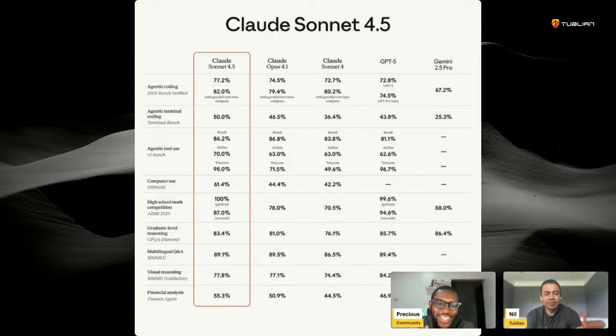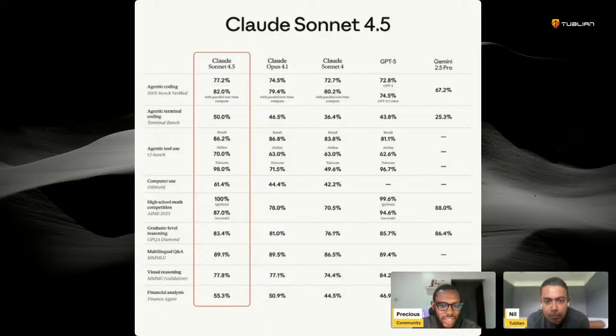Gemini 2.5 Pro is at 25.3, right? So when it comes to computer use, that's a really good chart. I think they've done well. When it comes to graduate-level reasoning, I can see that Gemini is higher. Gemini 2.5 Pro is 86.4, while Claude Sonnet is at 83.4. OpenAI's ChatGPT is at 85.7.